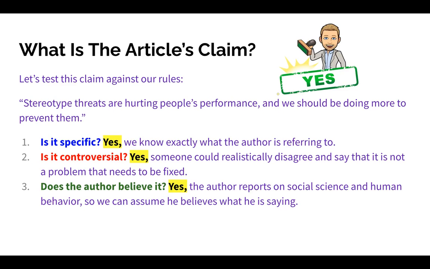So let's test this claim against our rules. Number one, is it specific? Yes. We know what the author is referring to, specifically stereotype threats. Is it controversial? Yes, someone could realistically disagree and say that it is not a problem that we need to be focused on fixing. And number three, does the author believe it? Yes, the author reports on social science and human behavior, and also we can assume he believes this because he puts his name to it. Anytime a journalist is willing to stand by their work, we can assume that they believe what they are saying.